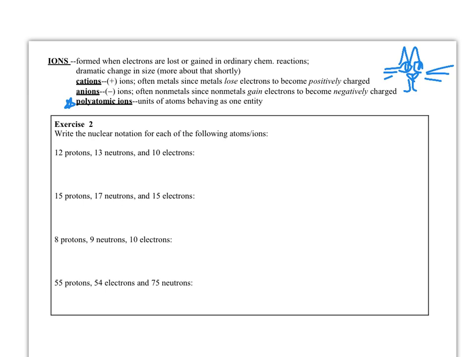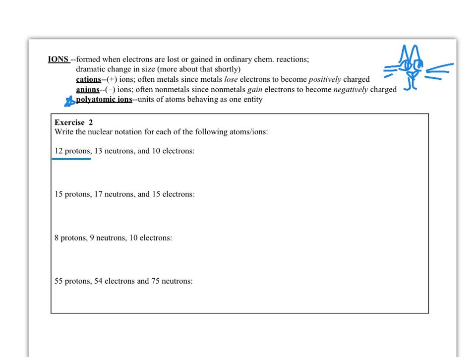So which atom has 12 protons? We'd have to look on our periodic table for which element has 12 protons. When you look at it, that is magnesium. So that's going to be Mg. And then we have 13 neutrons. If I add those together, that's going to give me 25 as my mass number. So I'm going to put that on top. And if I have 10 electrons, I'm going to put 12 on the bottom.